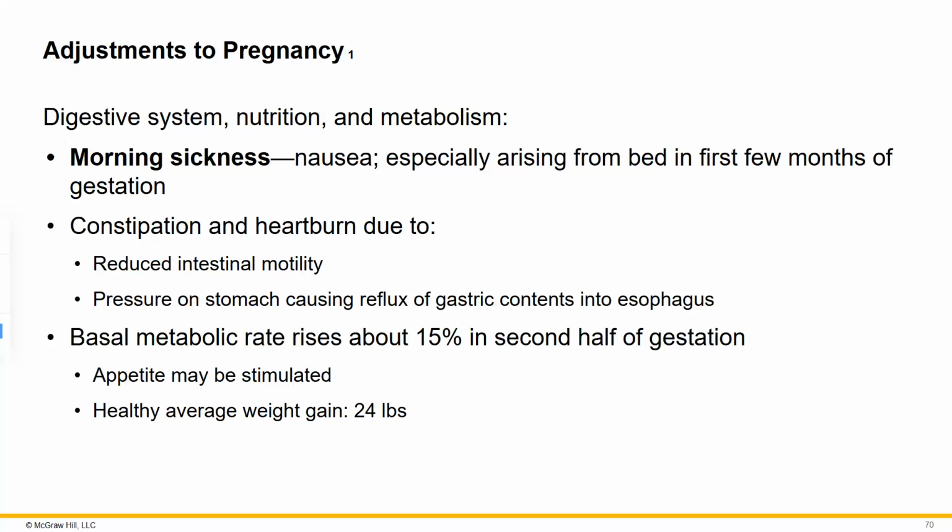Basal metabolic rate rises about 15% in the second half of gestation. Appetite may be stimulated. Healthy average weight gain is 24 pounds, depending.